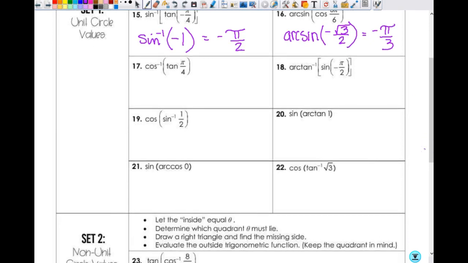All right, so then cosine inverse of the tangent of pi fourths. So I want the cosine inverse of, so what's the tangent of pi fourths? 1. And then the cosine inverse of 1 is 0. Good. And this shouldn't be arctangent to the -1. That doesn't make any sense. So arctangent, what is the sine of negative pi halves?